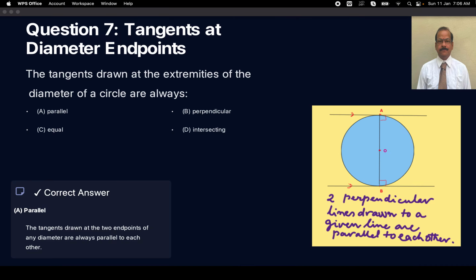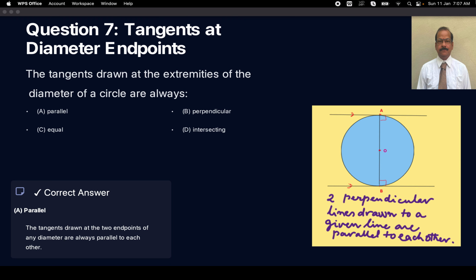The tangents drawn at the extremities of the diameter of a circle are always A, parallel; B, perpendicular; C, equal; D, intersecting. The correct answer is parallel. The tangents drawn at the two endpoints of any diameter are always parallel to each other.